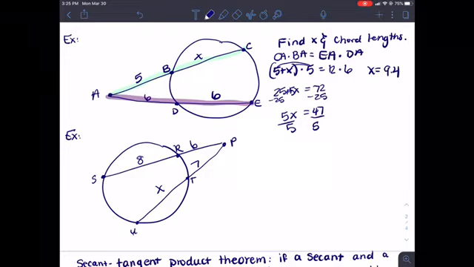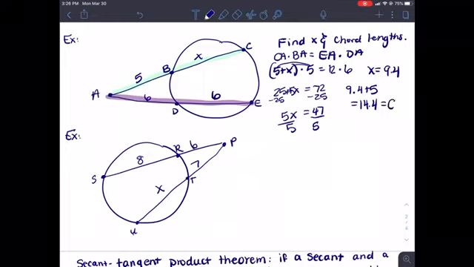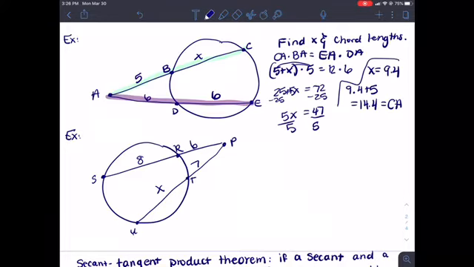In order to find the length of CA, I'm going to do 9.4 plus 5, which gives me a value of 14.4, and this is CA. So this is how you solve the first example. Here we have our second example, and we're going to do the same thing.